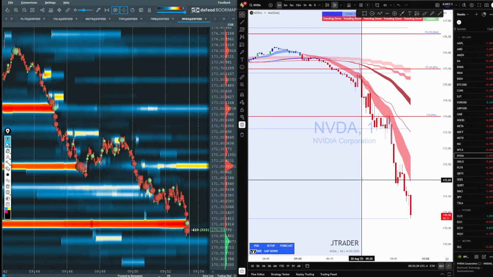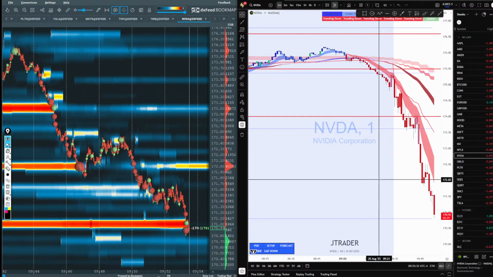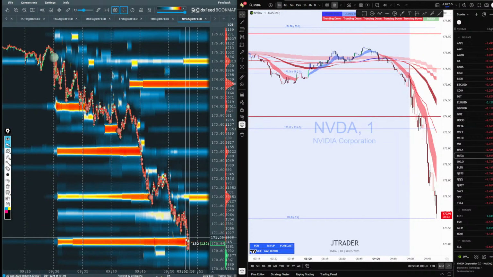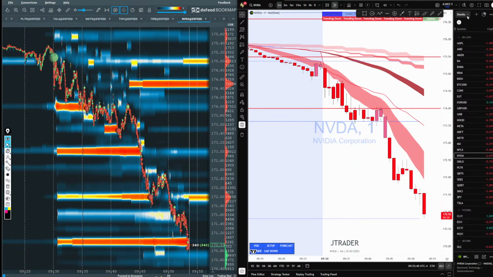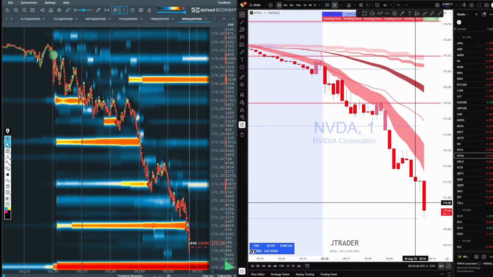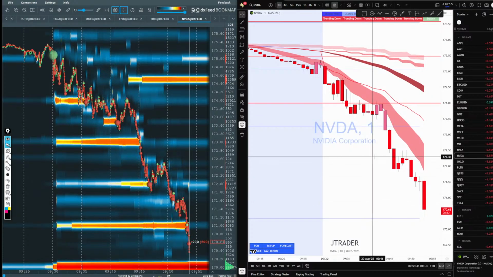Okay, let's go back. We're getting to the 170 now. NVIDIA is becoming ridiculous. You can see we're getting to a new low. This is NVIDIA today, guys. 170 drop. Oh my goodness.